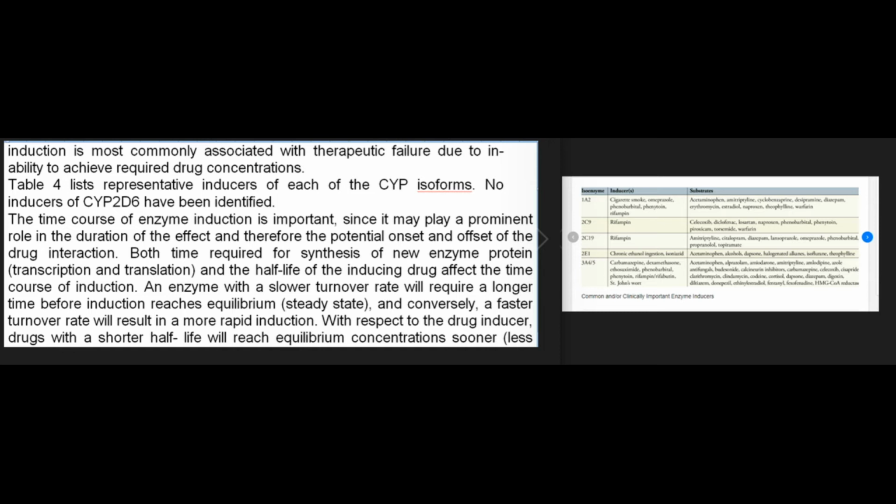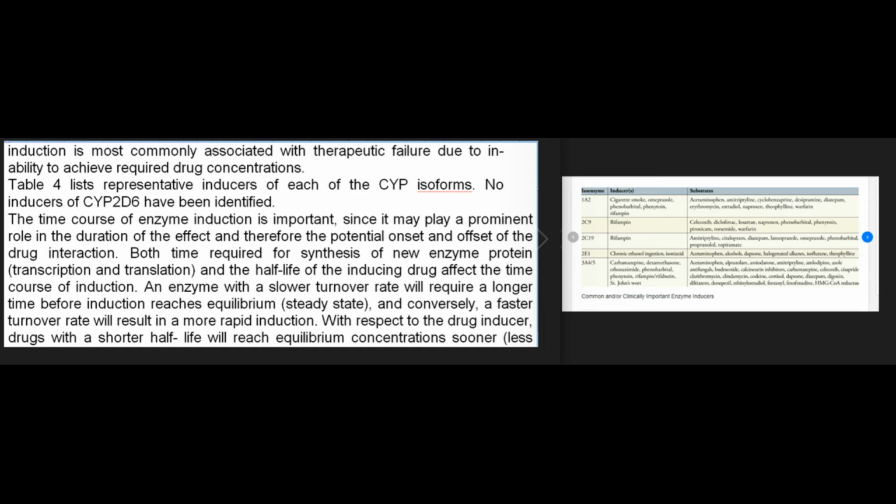Both the time required for synthesis of new enzyme protein, transcription and translation, and the half-life of the inducing drug affect the time course of induction. An enzyme with a slower turnover rate will require a longer time before induction reaches equilibrium, steady state, and conversely, a faster turnover rate will result in a more rapid induction.